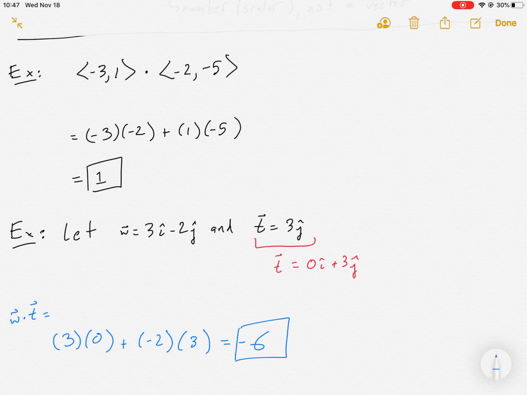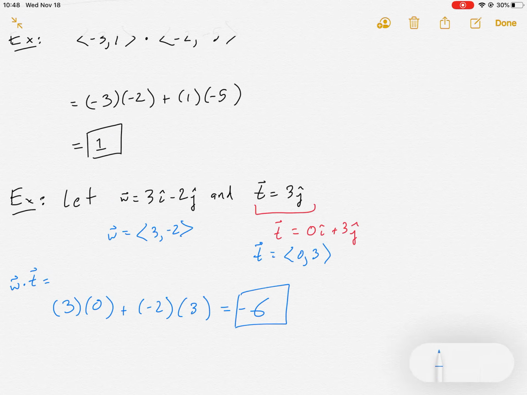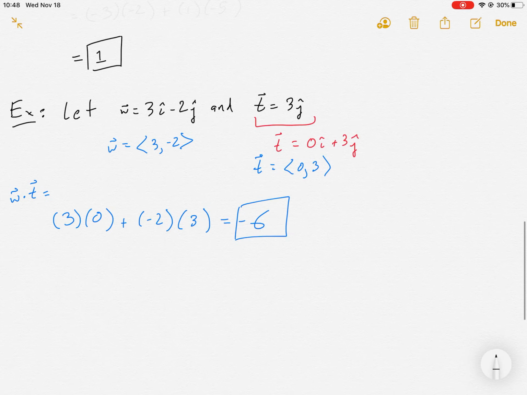I tried to be a little bit tricky by leaving out the i hat. You could always convert these into component form if you like that better as well. It's pretty quick to do, but not necessary. All right, so that is the dot product.